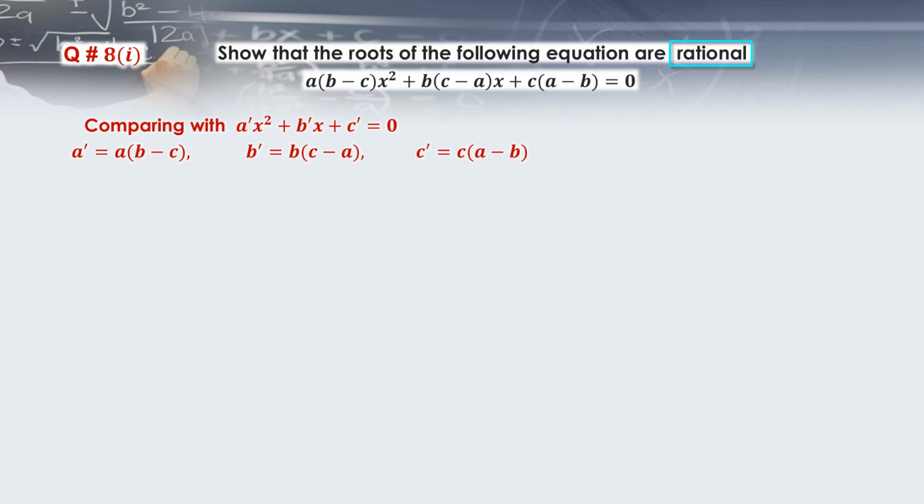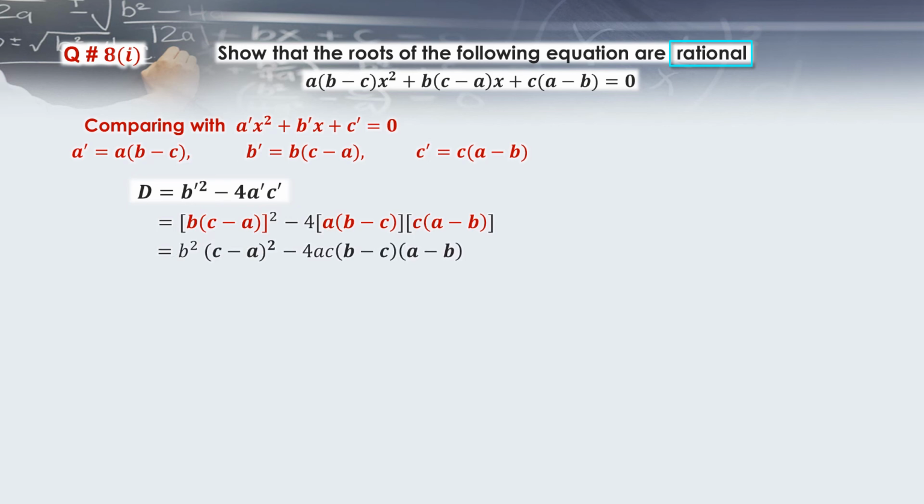Here the discriminant is given by b prime squared minus 4 times a prime c prime. Substituting the values in it, we get the square of b into c minus a, minus 4 times the product of a into b minus c and c into a minus b. Simplifying further, we get b squared into c minus a the whole squared minus 4ac times the product of b minus c and a minus b.